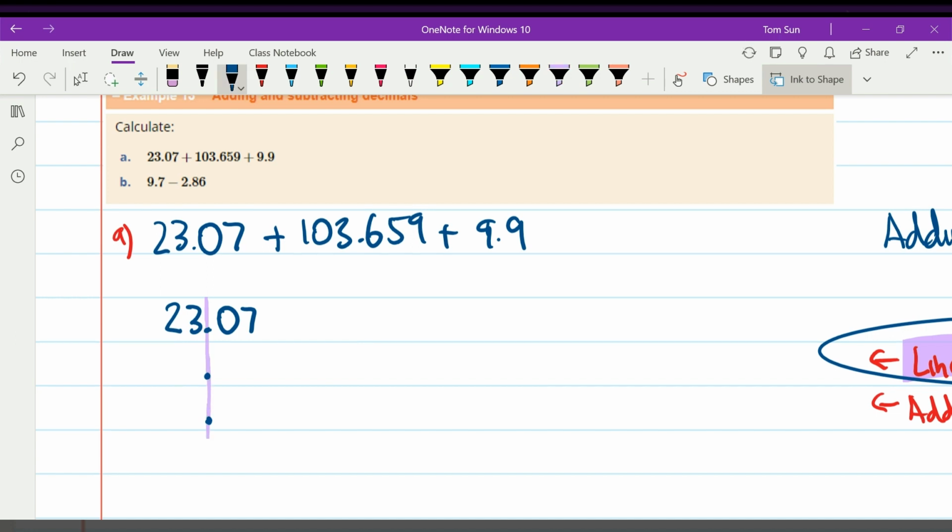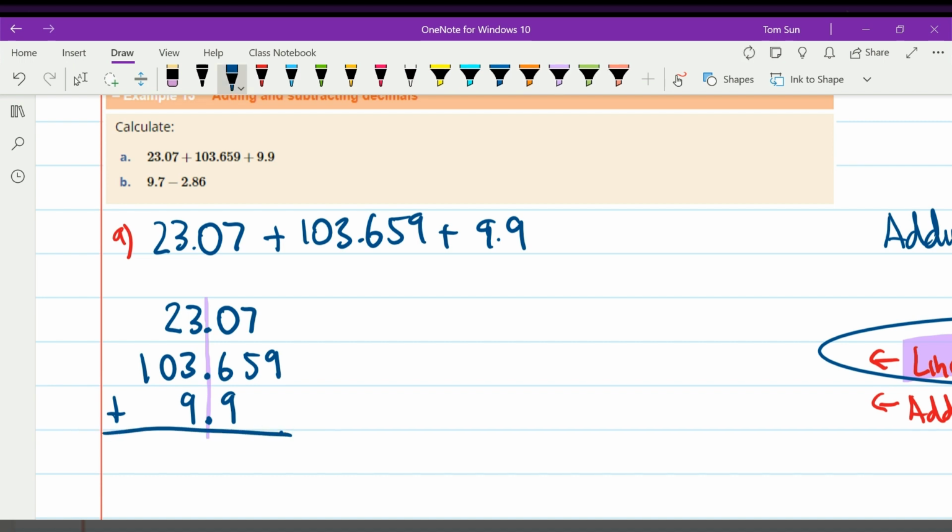Here, I have 103.659 and then 9.9. Oh, there's a shape problem. And so we have that. We have a plus sign here, and then, just like we usually have for vertical algorithm, we have a straight line going like this.